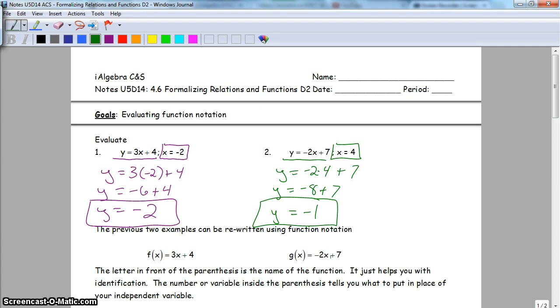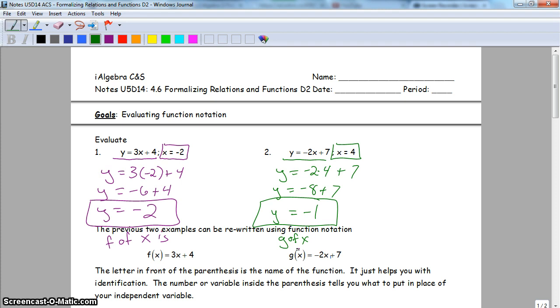Well, today we're going to learn about a new notation, and this is called function notation. The previous two examples could be rewritten using function notation. Now, the way that you read this says f of x is 3x plus 4. The equal sign is still is. But this f with parentheses with an x, that says f of x. So the name of this guy is g of x. G of x is negative 2x plus 7.